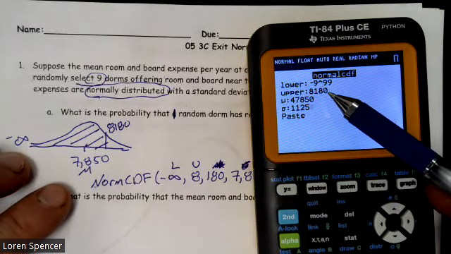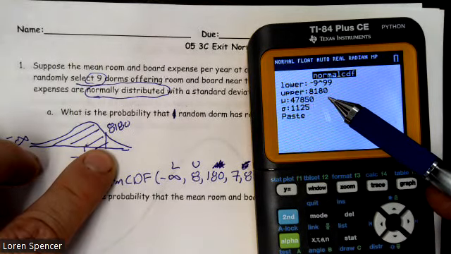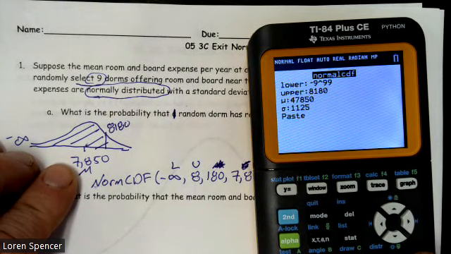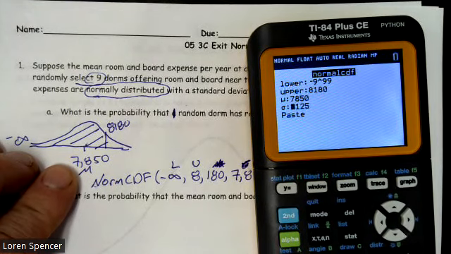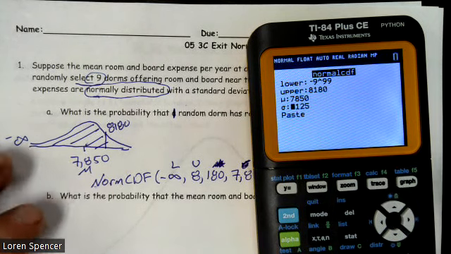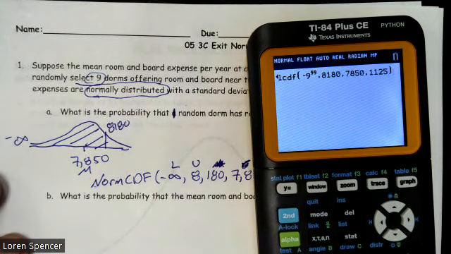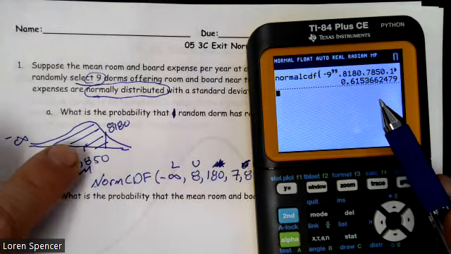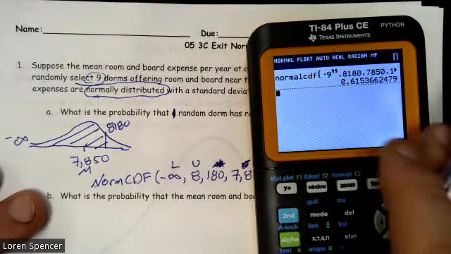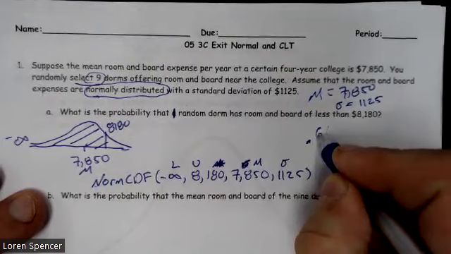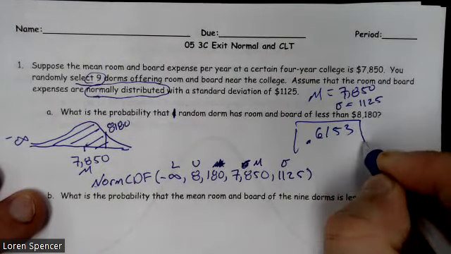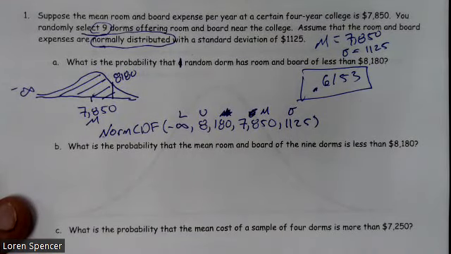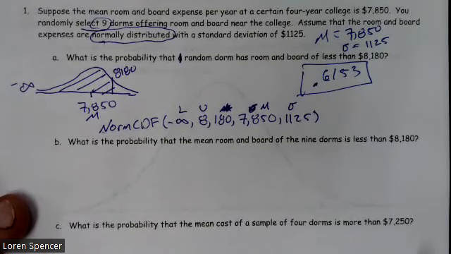So let's check that again. Negative infinity, upper bound of 8,180. That's where our shading stopped. Our mean is 7,850, and our standard deviation is 1,125. Press enter a couple times, and we find out that yes, it's over 50% because we are over halfway, and it's 0.6153, or 61%. Once again, make sure you show the graph, calculator commands, and the actual probability.